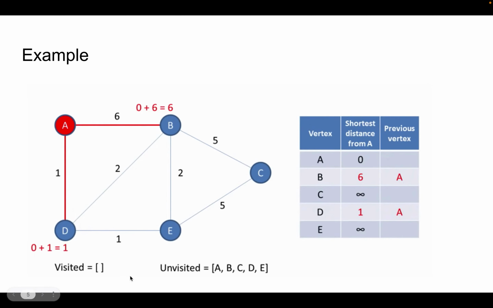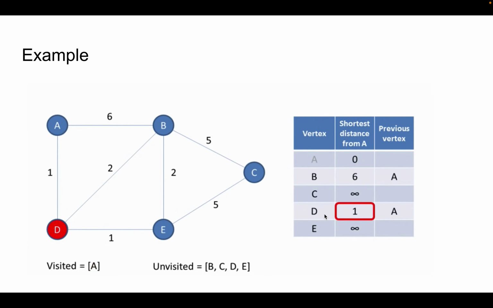Now, we mark A as visited, and we look at our shortest distance from A array. We take the minimum one that hasn't been visited yet. So A is visited, so we don't take 0. 6, infinity, 1, or infinity. Obviously, 1 is the least, so we go to D.